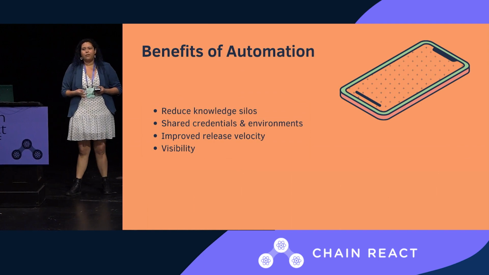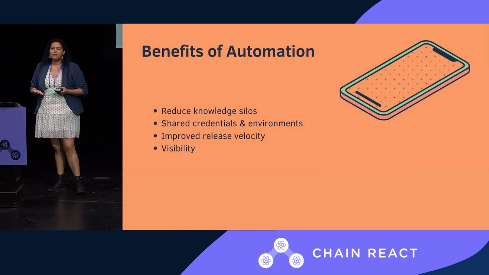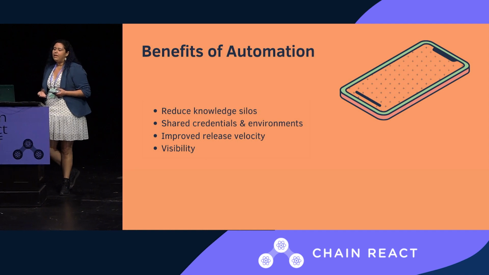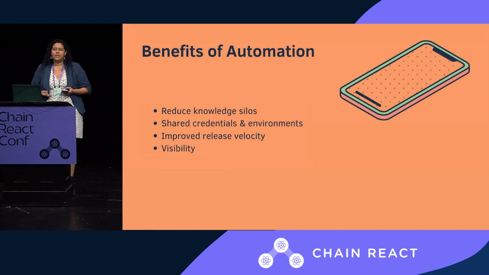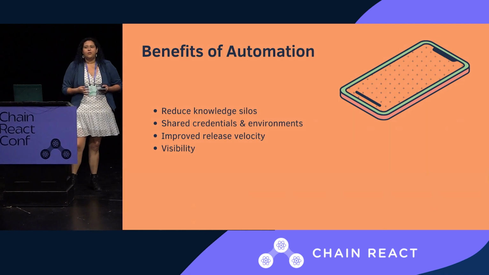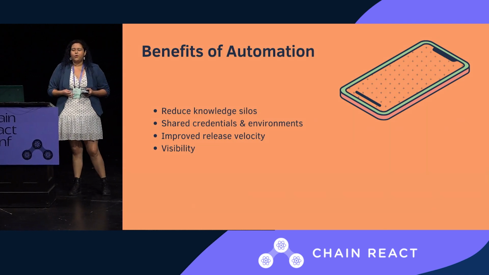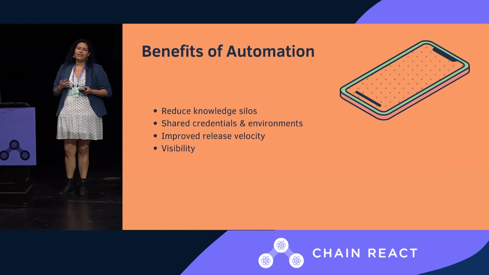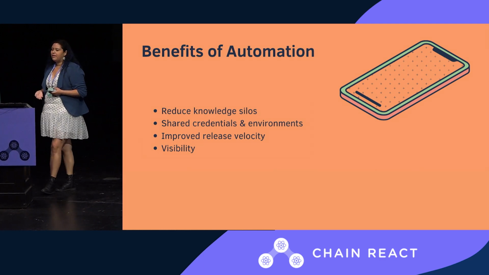If you have automation, more people have visibility into what that process looks like across your team. It also allows you to have shared credentials and environment management. You don't have one machine that stores everything. You're able to use ephemeral environments for your builds and share so that anybody can kick one off and be in charge of that process.